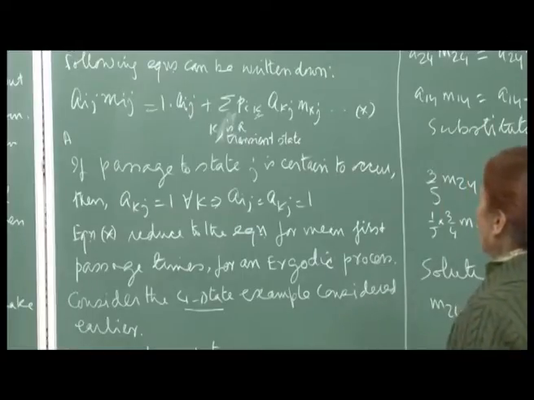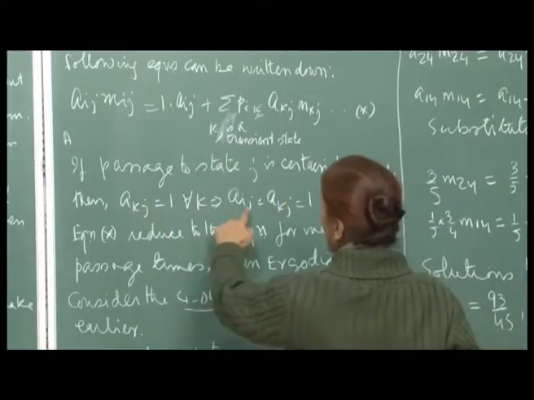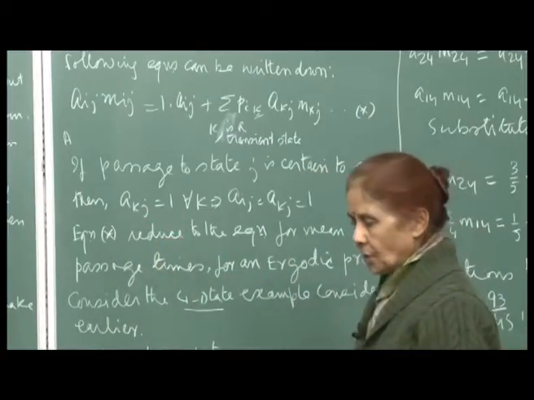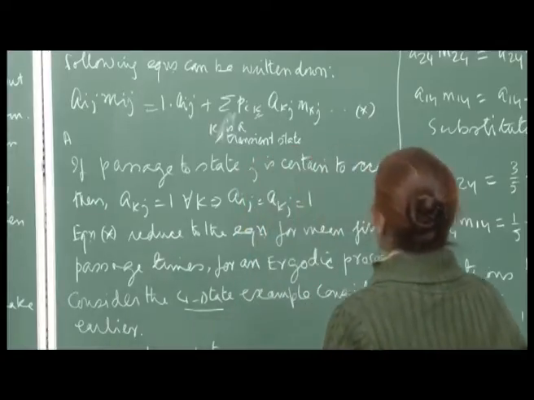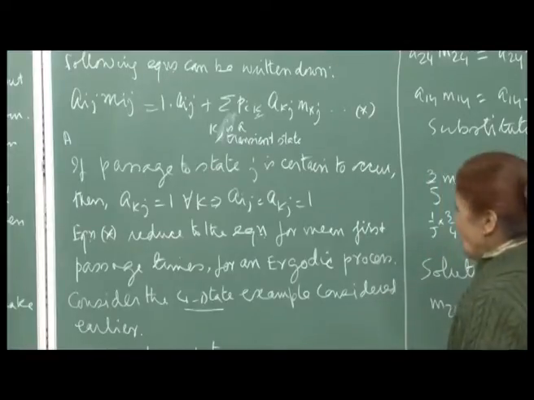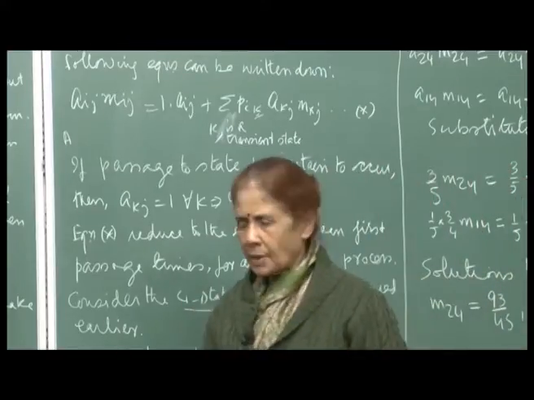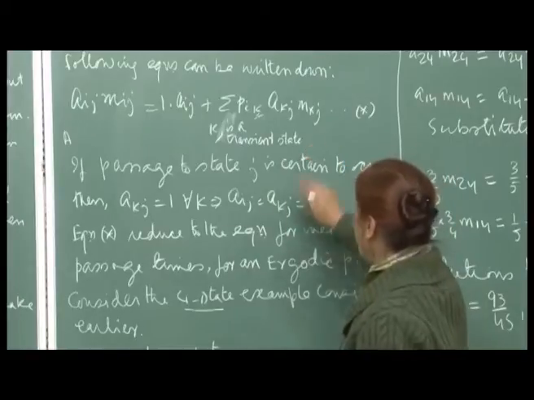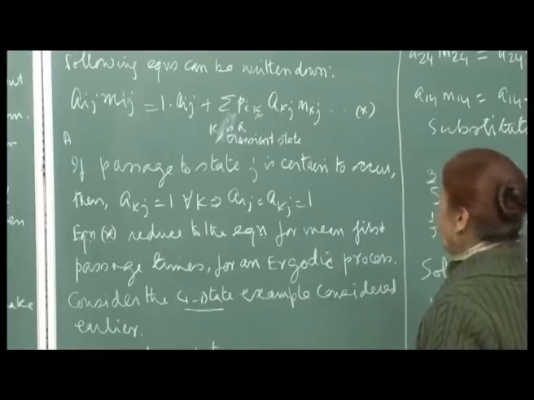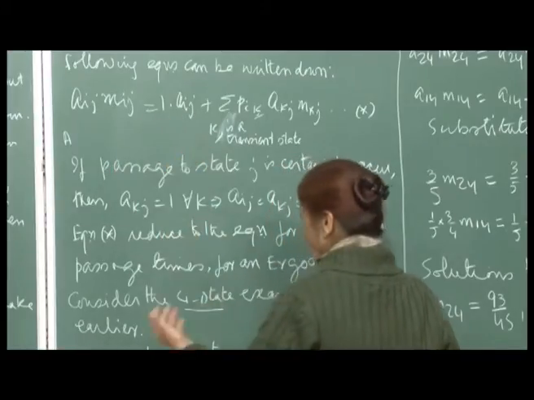Now, if passage to state j is certain, then all these absorbing probabilities are 1, right, because no matter where you are, you know that you are going to go to j. So, all these probabilities will be 1, and in that case these equations will reduce to the equations for computing the mean first passage times for an ergodic process, which we have done already.